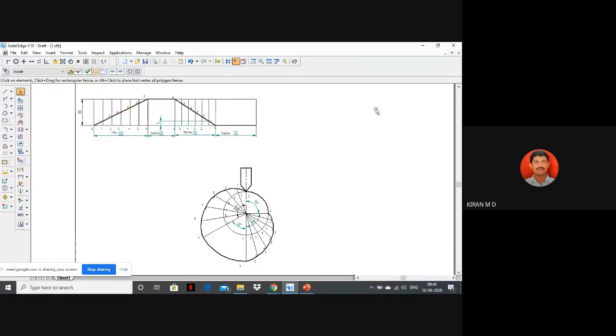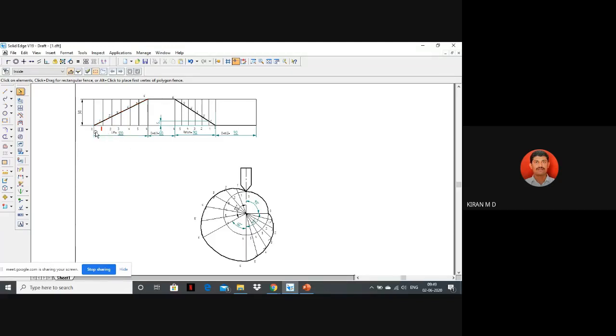Here I have drawn this one; just once again I will draw it. The displacement diagram shows how the cam lift takes place from the base circle. Are you able to see the screen? From this base circle, we should draw how the lift takes place. So I will open this circle, totally 360 degrees, and make it linear.